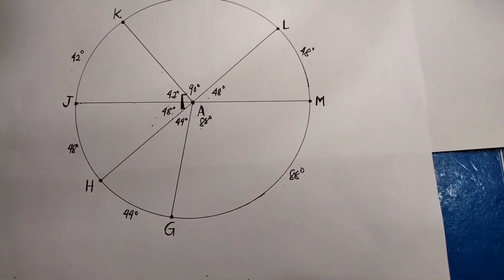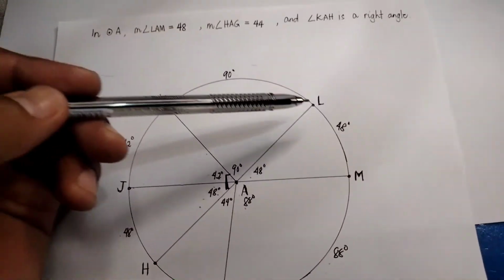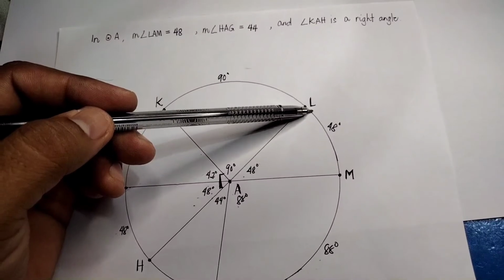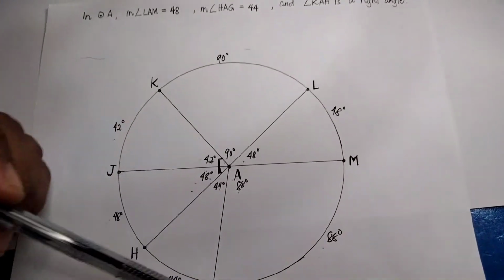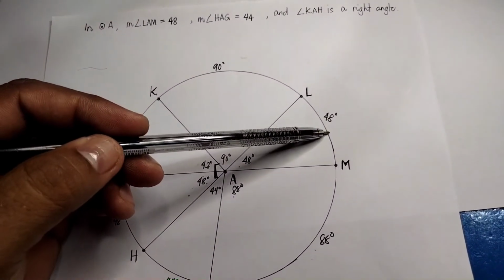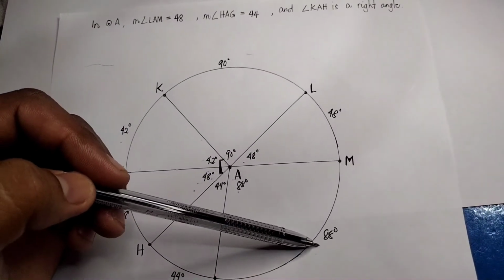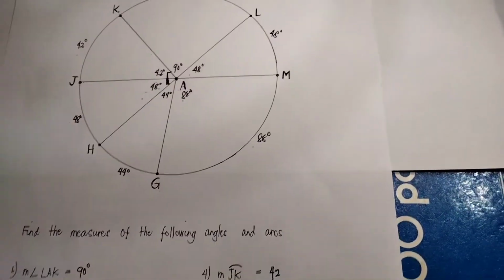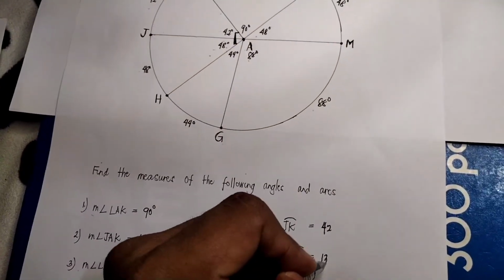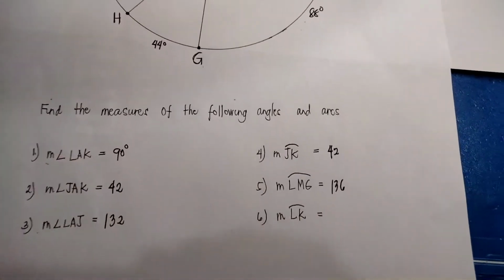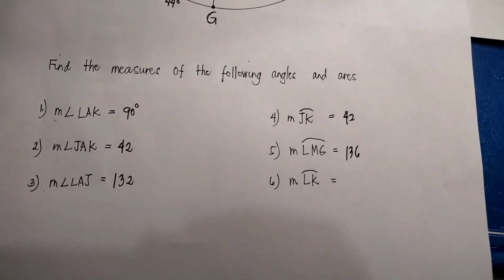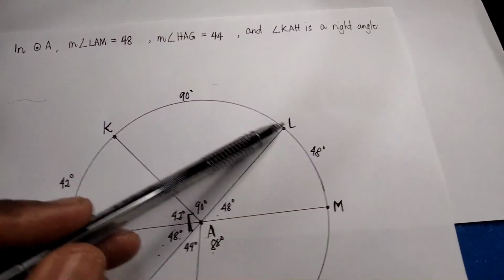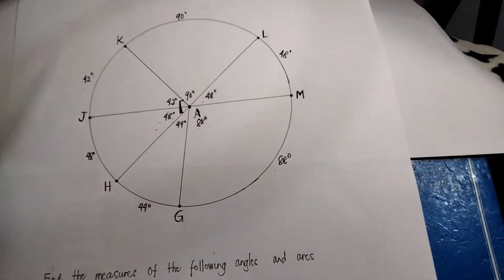The measure of arc LMG. You add 48 plus 88, that is equal to 136. And last one, the measure of arc LK. LK is 90.